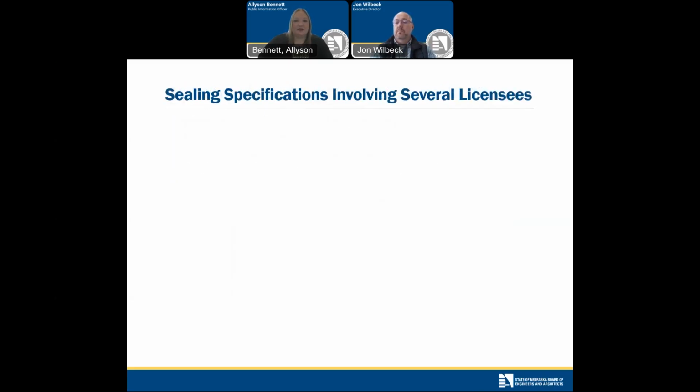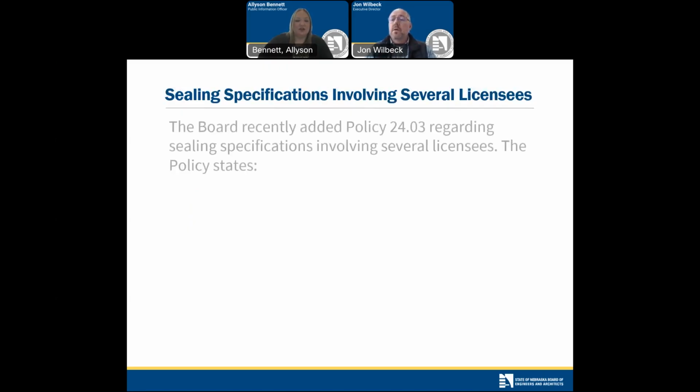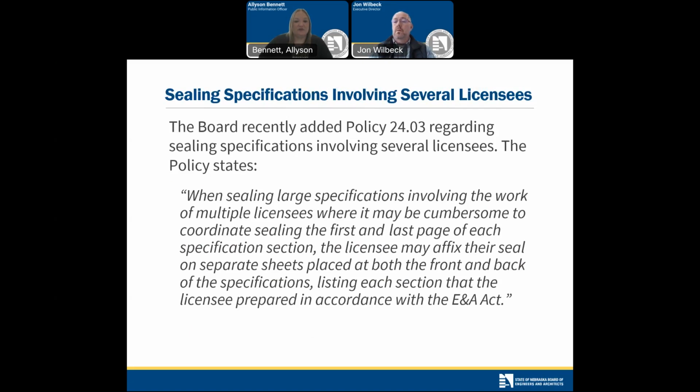So let's say there is a specification involving several licensees. The board recently added policy 2403 regarding this, which states when sealing large specifications involving the work of multiple licensees where it may be cumbersome to coordinate sealing the first and last page of each specification section, the licensee may affix their seal on separate sheets placed at both the front and back of the specifications, listing each section that the licensee prepared in accordance with the act.